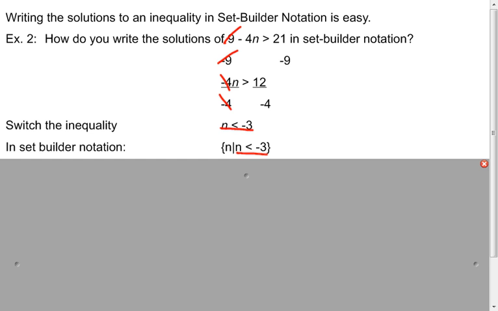I have to put an n and a bar in front of it, and I surround the whole thing with brackets, and that's my answer. I don't really have to think about anything to get from the inequality to the set builder part.